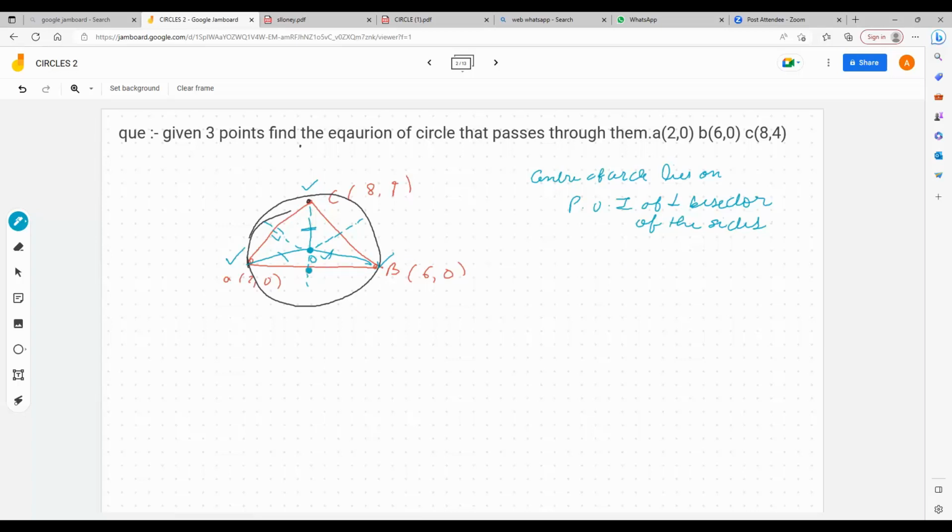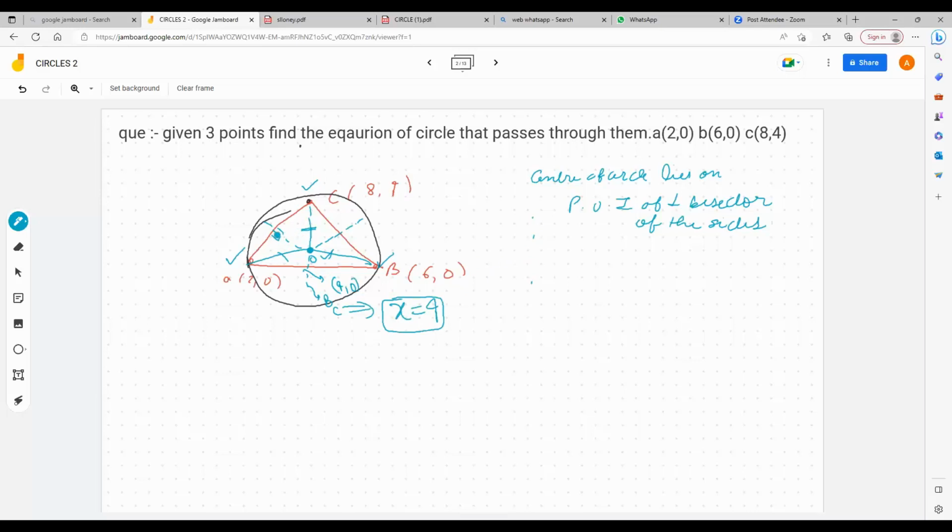So let us take this example. First we will find the perpendicular bisector of AB, which we call BC because it is opposite to C. To find it, we know the slope of BC is minus 1 by the slope of AB, and AB is lying on the x-axis. So BC is perpendicular to the x-axis, that is, it is parallel to the y-axis. And the second thing is that it passes through the midpoint of AB, that is, through 4, 0. So the equation of BC is x equals 4. It is some line like this.